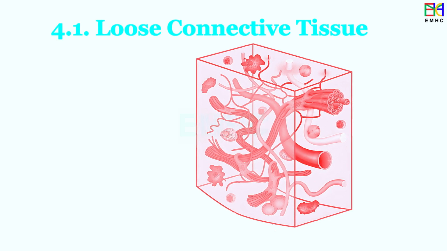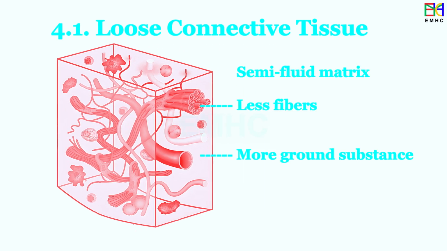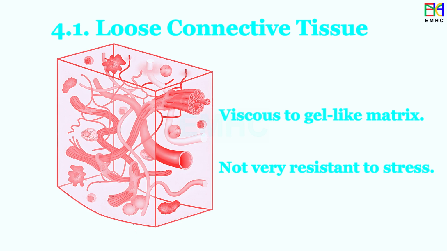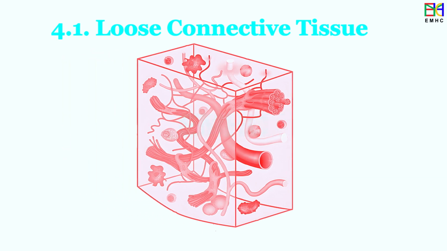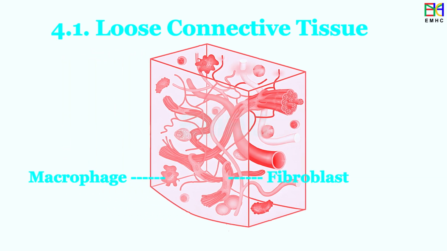Loose connective tissue, also called areolar tissue, has a semi-fluid matrix with lesser proportions of fibers. Its ground substance occupies more volume than the fibers do. It has a viscous to gel-like consistency and is not very resistant to stress. Transient wandering cells, fibroblasts, and macrophages are the most numerous cells in loose connective tissue.